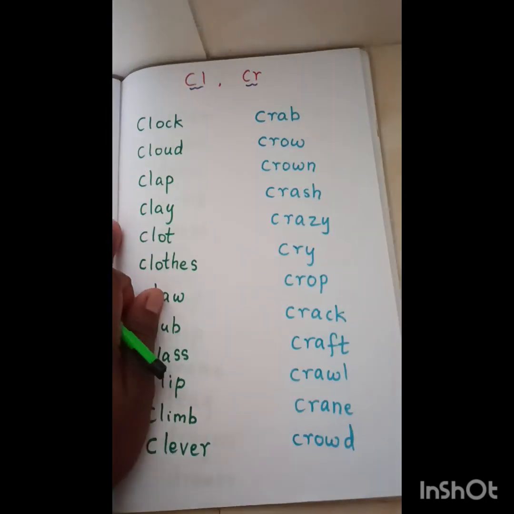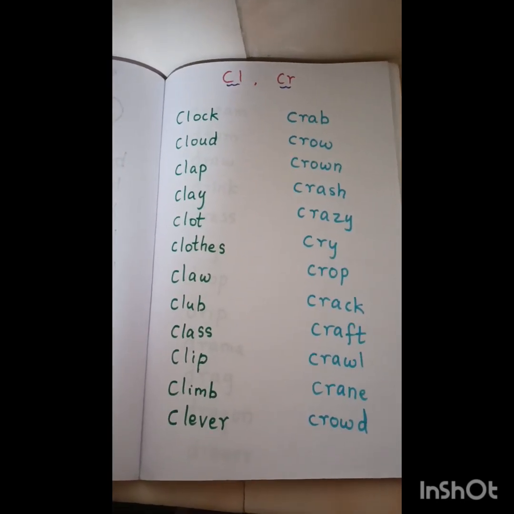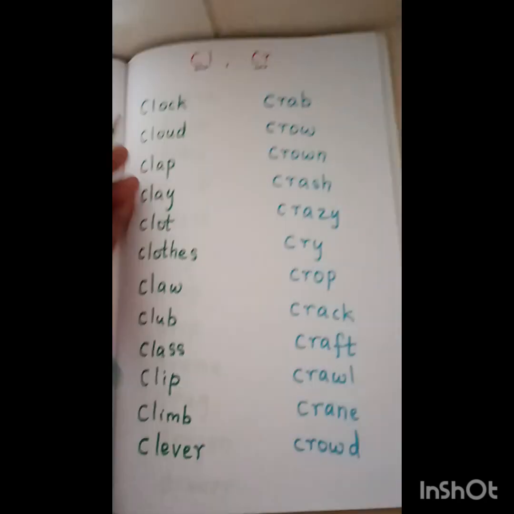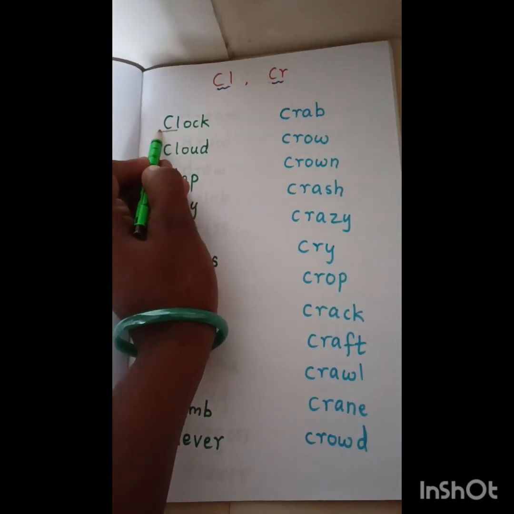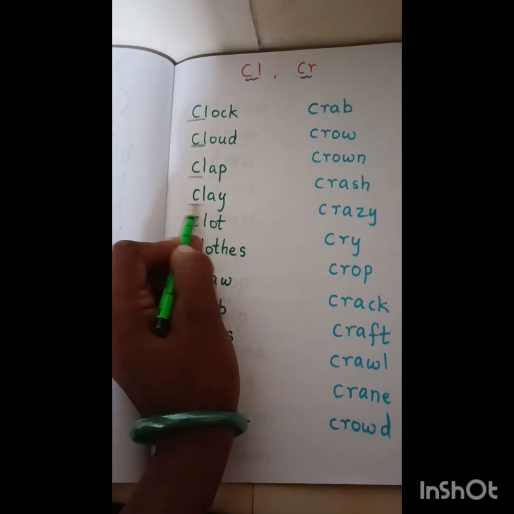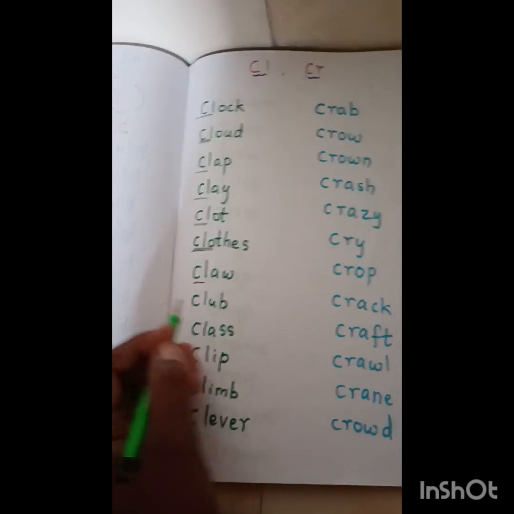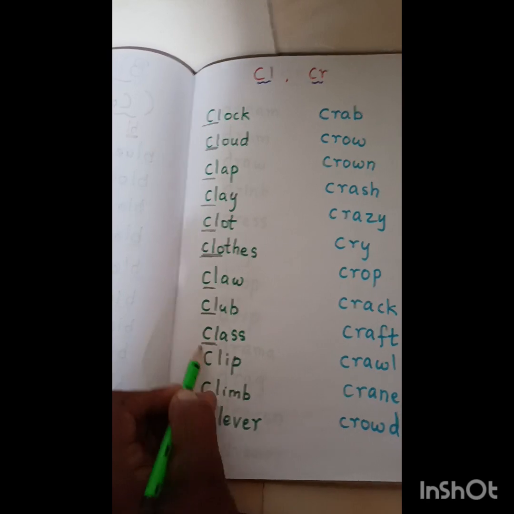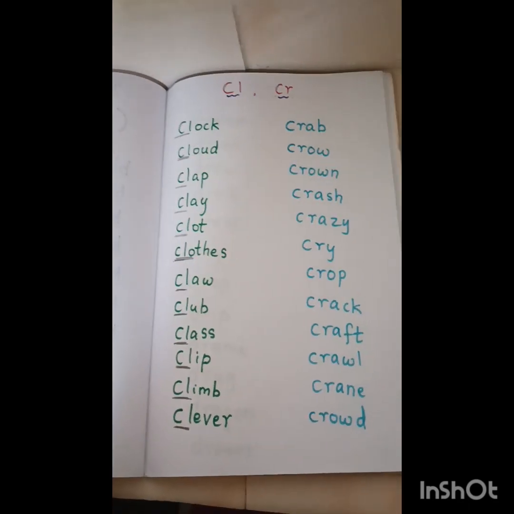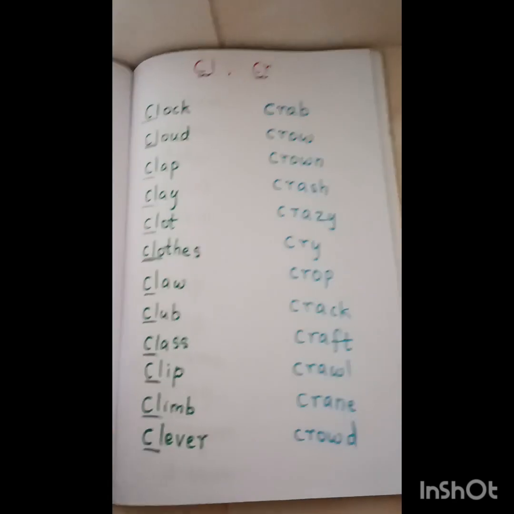Now next we have cl. What is the sound of C? K. And the sound of L? L. Cl. And C and R? K, R. Cr. So what are the words with cl? Let's see. Clock. Clown. Clap. Clay. Clot. Clots. Claw. Club. Class. Clip. Climb. Clever. So all these words begin with the sound C and L.